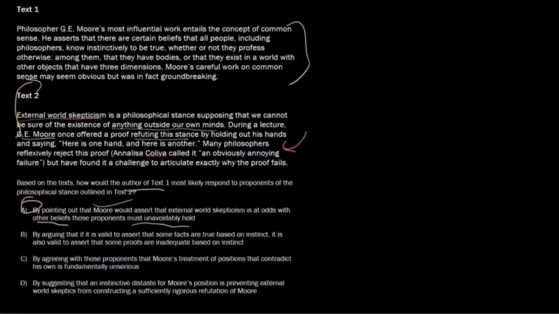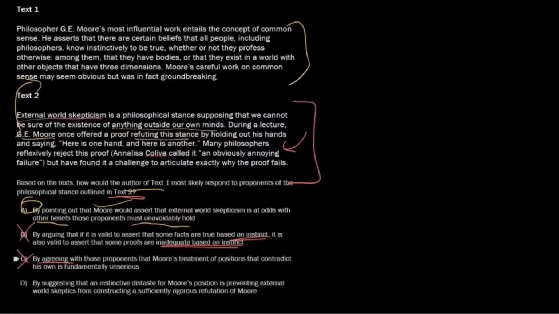Now, this is pretty philosophical, right? We're getting kind of deep here. But B, okay, so by arguing that if it is valid to assert some facts are true based on instinct, it is also valid to assert that other proofs are inadequate based on instinct. Well, this isn't really what he's offering up, okay? There's not too much on instinct here. The main choice is definitely not on instinct, and this one doesn't even really mention instinct, right? So he's not going to respond to text 2 by talking about instinct when text 2 didn't even talk about instinct.